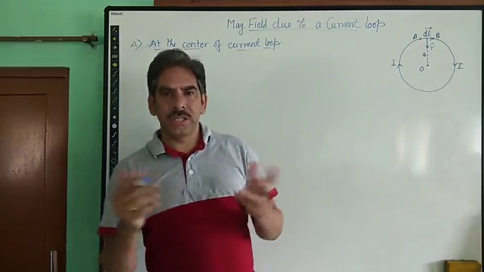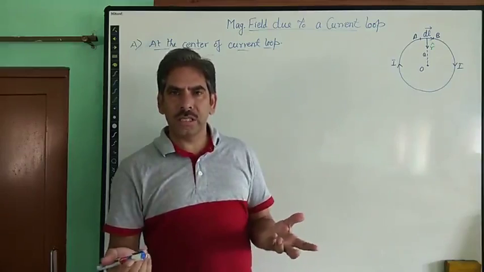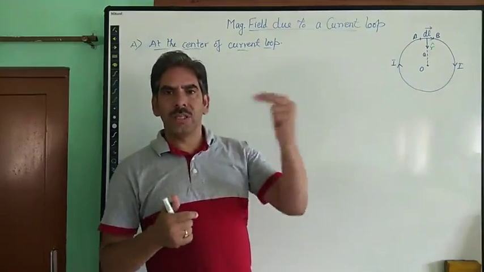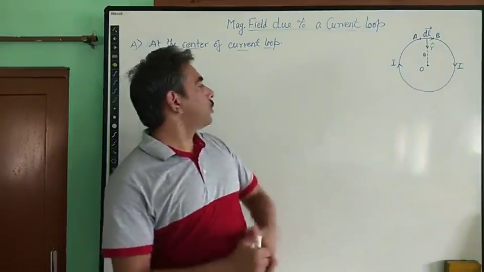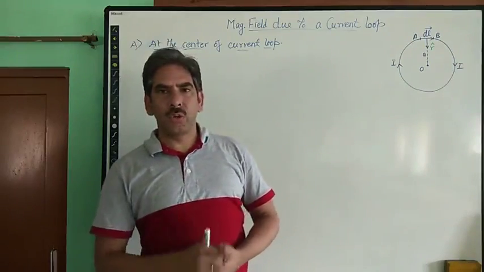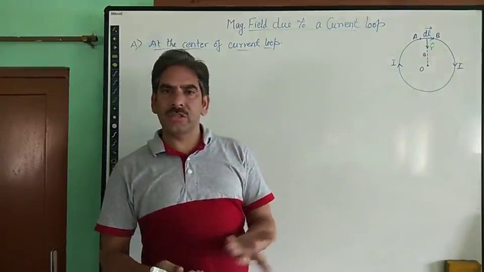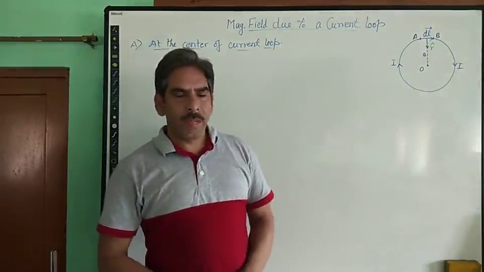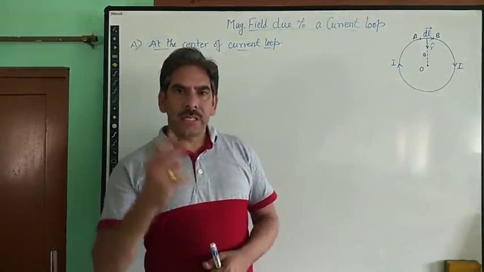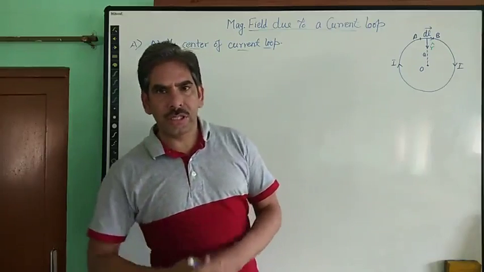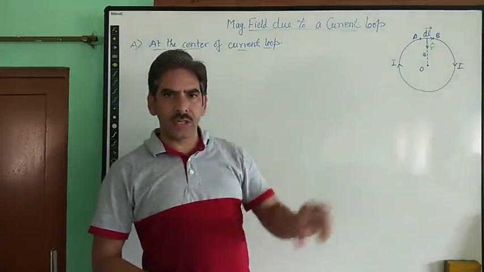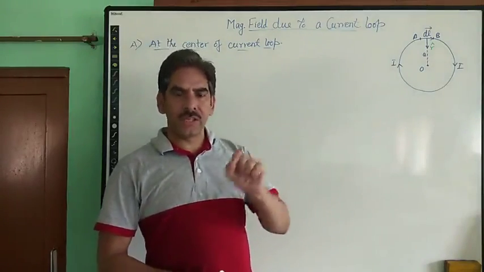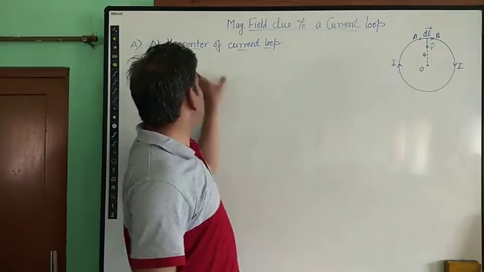Now the conductor is not a straight conductor but is in the form of a loop. So this is the topic today: the magnetic field due to a current loop. That loop which carries the current is called a current loop. We can talk about the magnetic field in two different situations. The first situation is finding the magnetic field due to that current loop at the center of that loop.